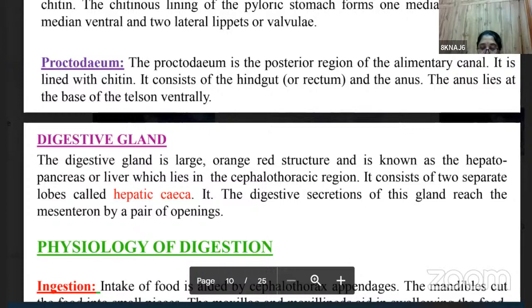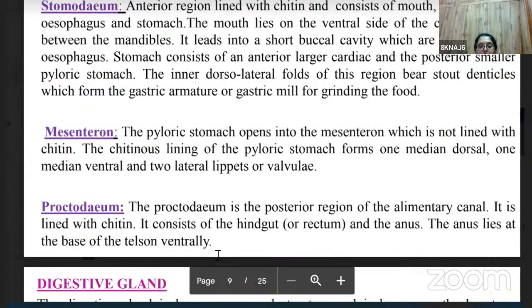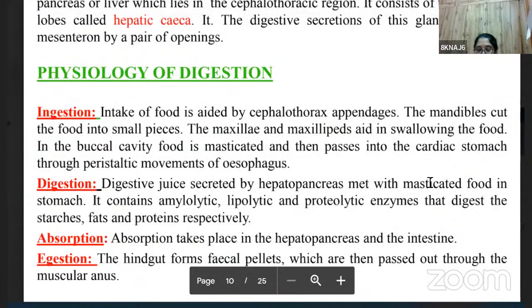You also have the cardiopyloric aperture and walls that are present. And the pyloric stomach is small and narrow, with a ventral chamber and a small dorsal chamber. When it comes to the digestive glands, you have the hepatic ceca also present.